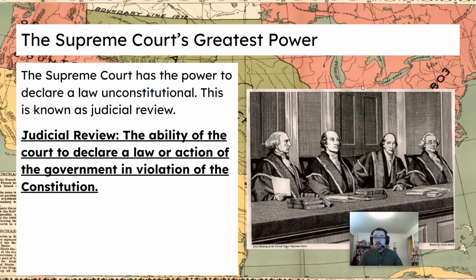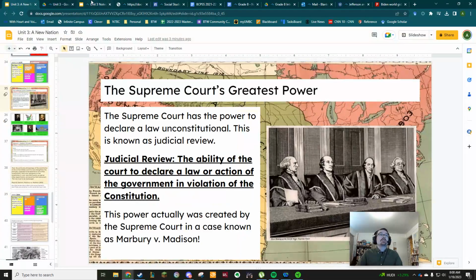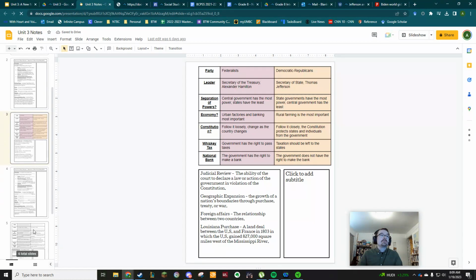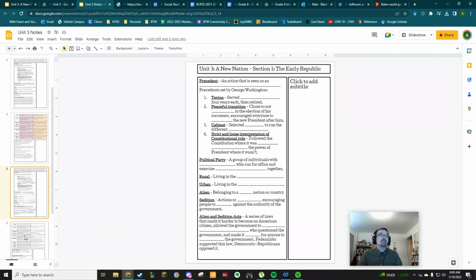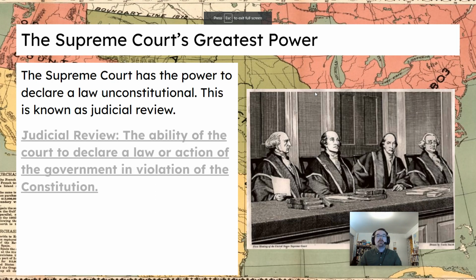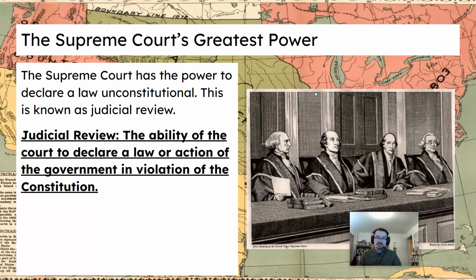Take a moment in your notes, the notes handout you have that looks just like this. It should have a fill in the blank, and it should be on the back, judicial review, fill in the blanks about judicial review. Take a moment, pause right here.